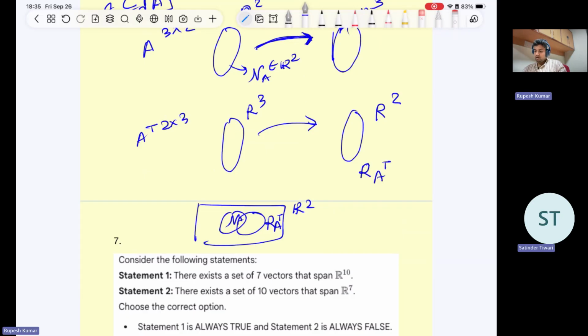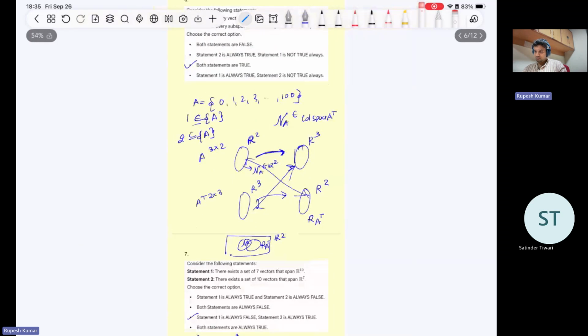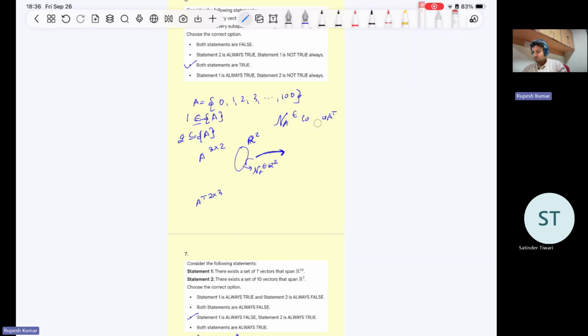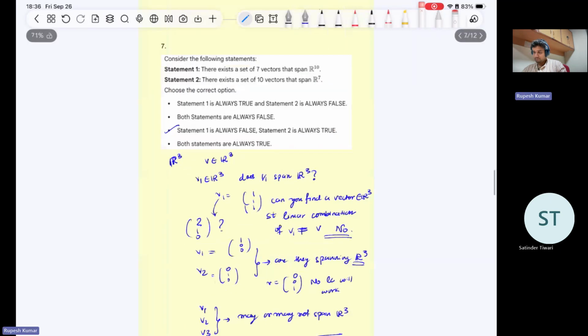Basically, this is the R2 space. Now, you can always see that the input space here is the output space there, and the output space here is the input space there. So that's why this kind of confusion arises: is the null space in the row space or not? But column space and row space are not exactly the same.